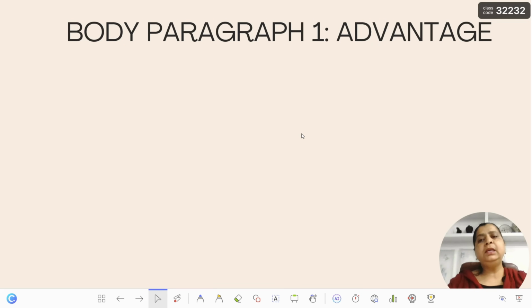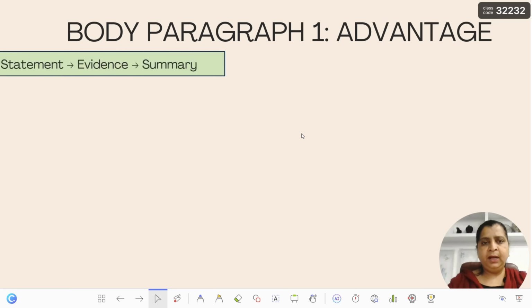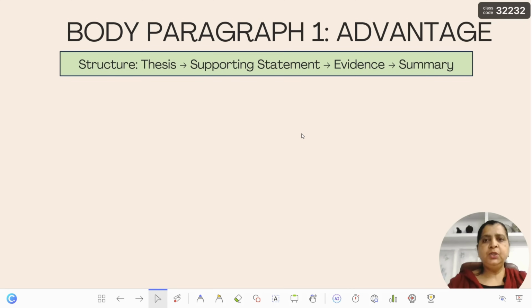Now let us see how to write a paragraph. In the first paragraph, we will discuss the advantage. So the structure of the paragraph will be, you will be writing a thesis. You will be then writing a support statement to support the thesis. You will support your thesis by providing an evidence. And finally, sum up your paragraph by writing the summary.